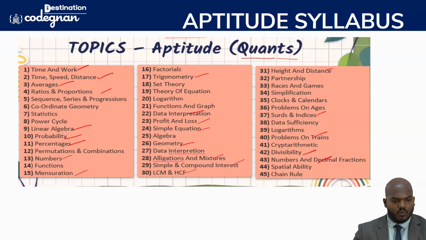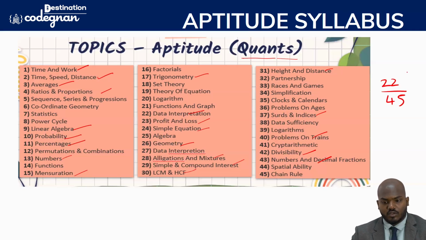You see this one: 1, 2, 3, 4, 7, 9, 10, 13, 15, 17, 19, 21, 22 out of 45 topics, guys. If you focus on these 22 topics in a very strong manner, you can have the ability to crack any of the aptitude exams. But what about the remaining topics, sir? They will come, but we can't be sure how many questions will come, how far, or how frequently.